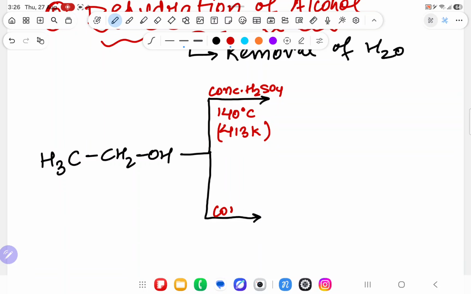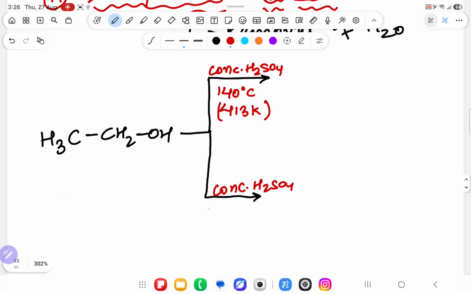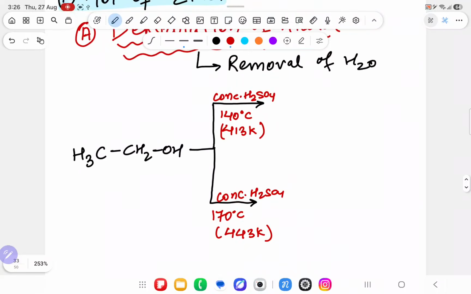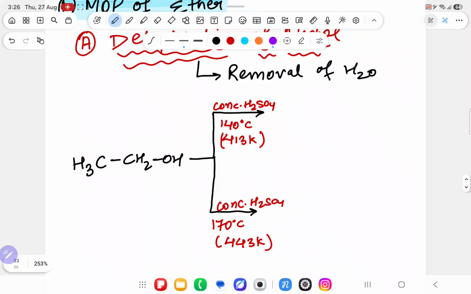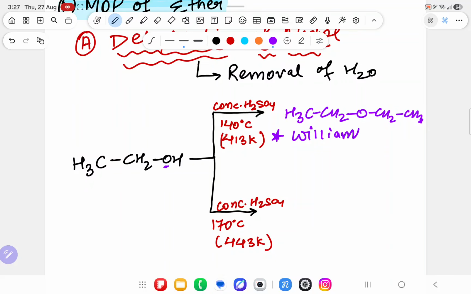Over here again I have taken concentrated H2SO4. The reagent is the same, but I will increase the temperature to 170 degrees Celsius, that is 443 Kelvin. If you take 413 Kelvin, then it will produce ether, H3CCH2O and another mole of this, CH2CH3.